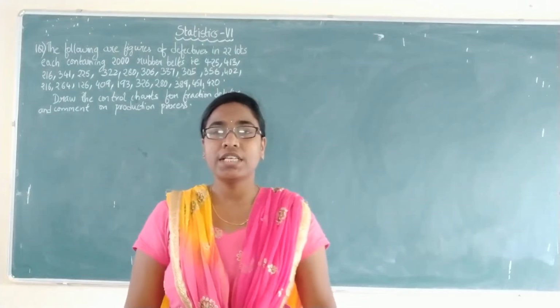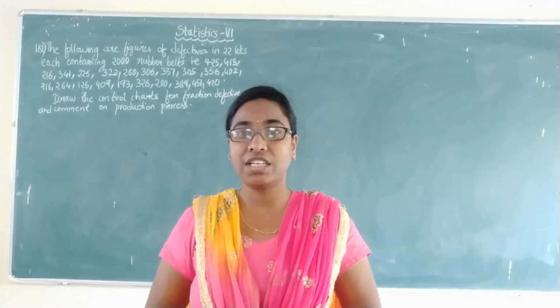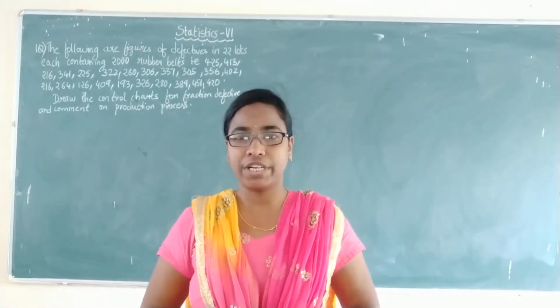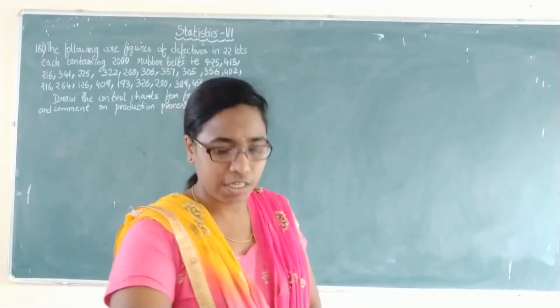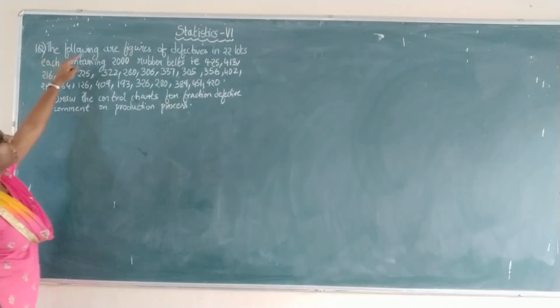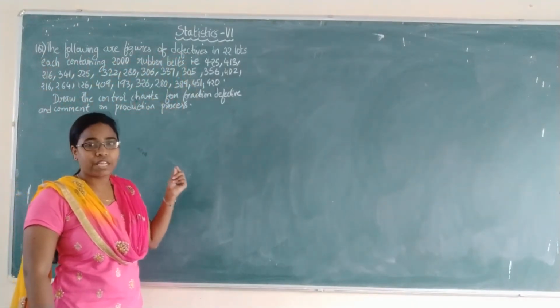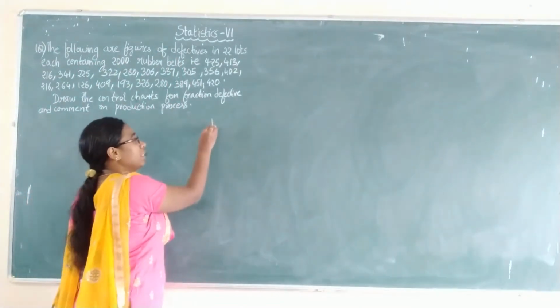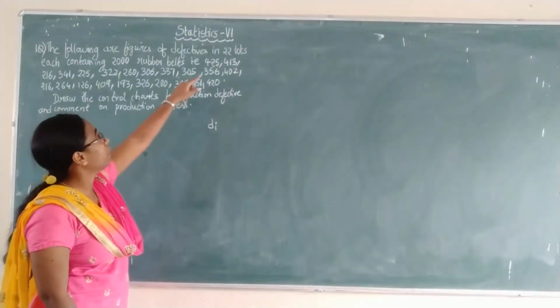Good morning. In our previous class we constructed the P chart, that is the fraction defective chart. Today we will see a problem related to the P chart. Read the question. The following are the figures of defectives. Defectives are denoted with DI, that is, in your question DI values are given.